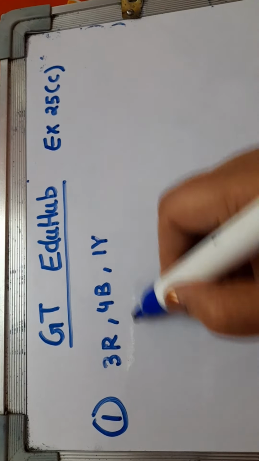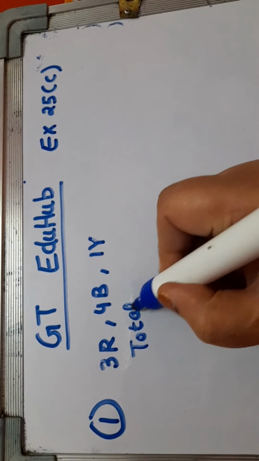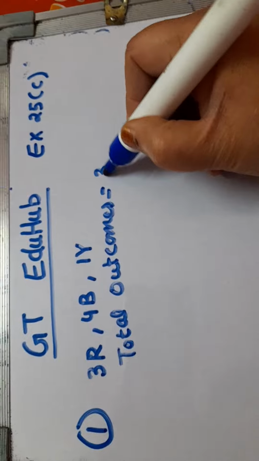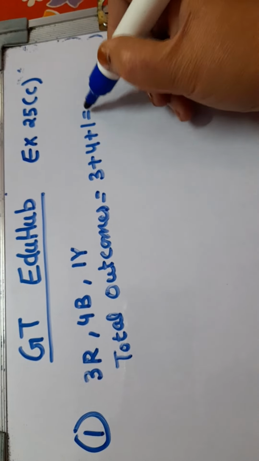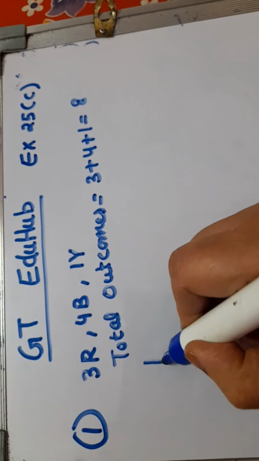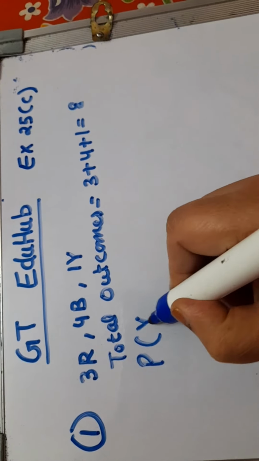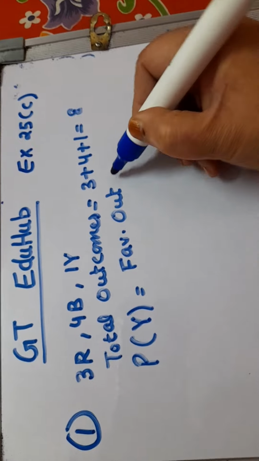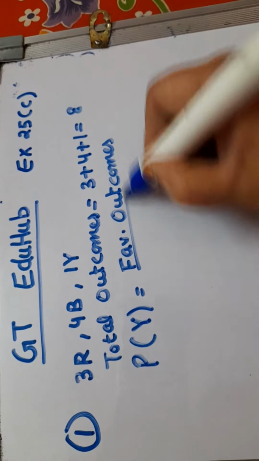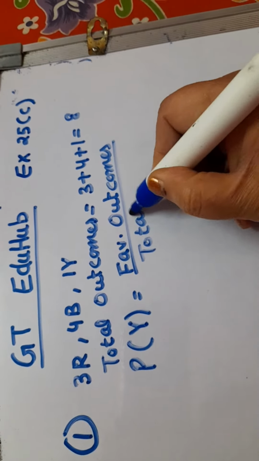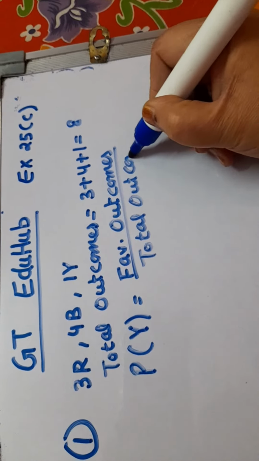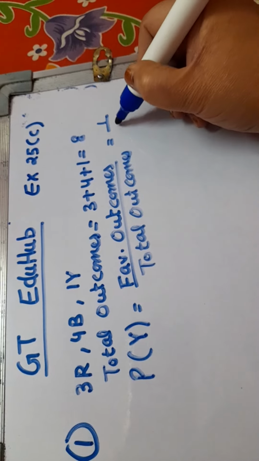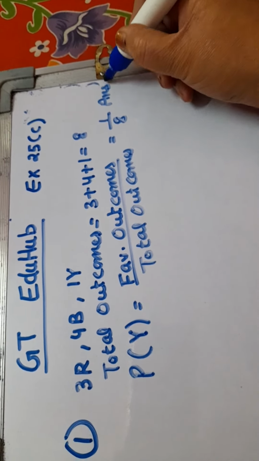So first of all, students, we will find total outcomes. Total outcomes will be 3 plus 4 plus 1, 8, and we have to find probability of yellow ball. So our formula is favorable outcomes upon total outcomes. Yellow ball is only 1, so required probability will be 1 upon 8. This is our answer.